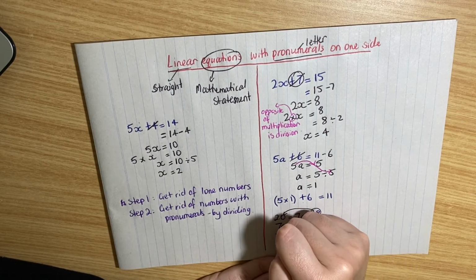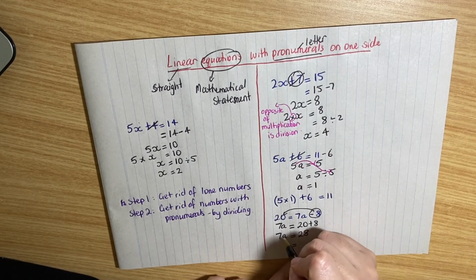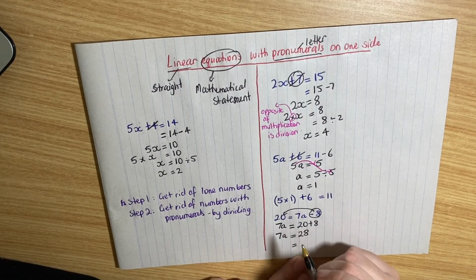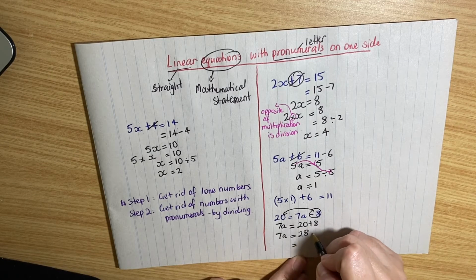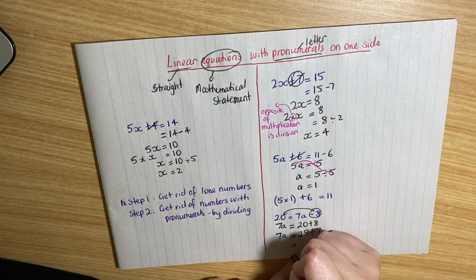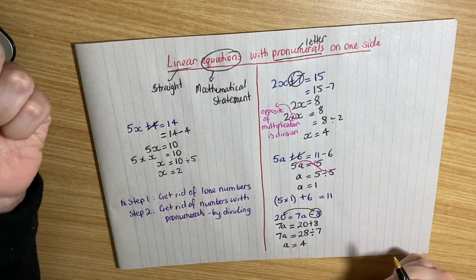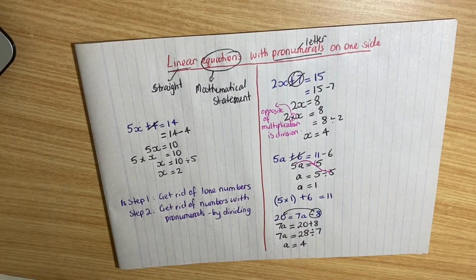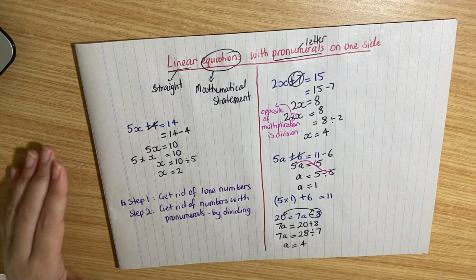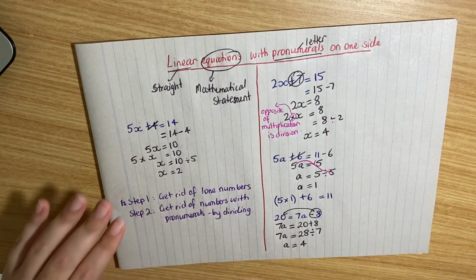So 7a equals 28. All right, so then what's the opposite of multiplication? Opposite of multiplication is division. So then I'm going to go 28 divided by 7. And so 28 divided by 7 is actually 4. 7, 14, 21, 28. And so the answer is 4. Okay? Simple and easy.